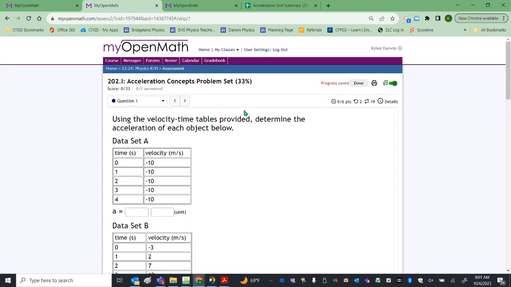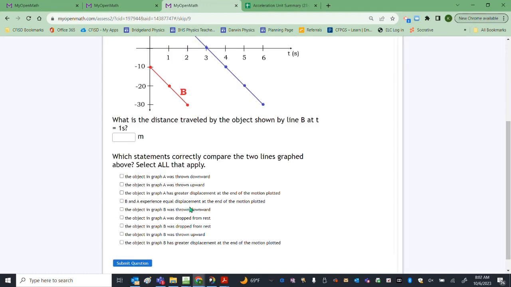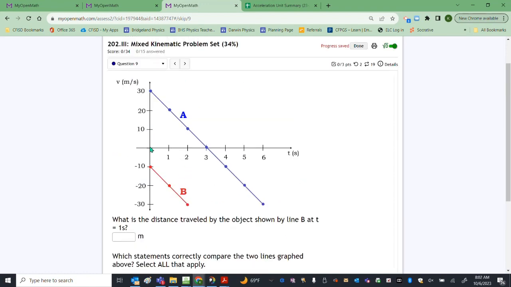Okay, the other things that you need to look at, 202.3, different assignment. Okay, number 9. Okay, you need to be able to answer questions about things like this. Okay, this is an object thrown upward, and this is what that looks like when you plot it on a VT graph. This one's thrown downward. Okay, and that's actually what it's asking you to compare here. Dropped from rest, of course, would start at 0. Okay, so be able to interpret this as well, like this.